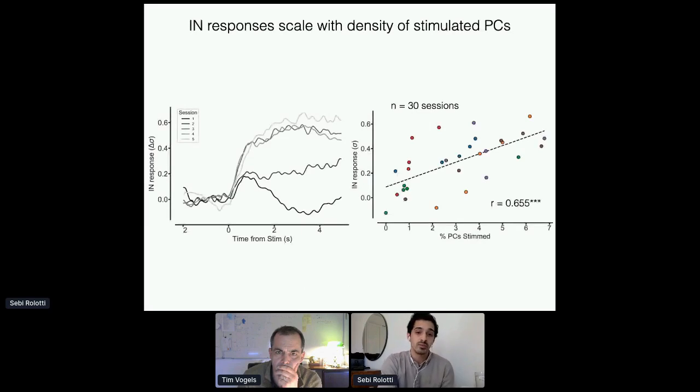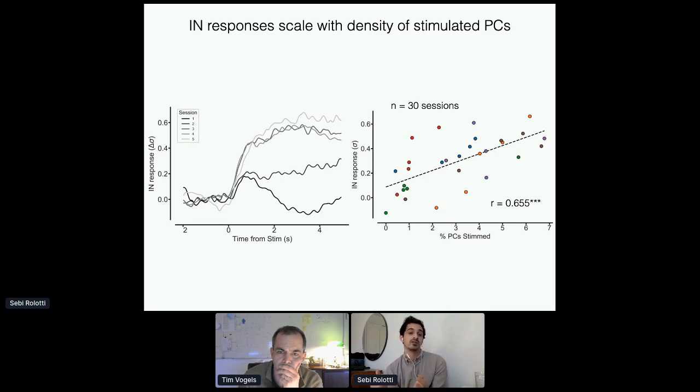So here on the left, we have the mean PSTH for all interneurons in an example mouse across 5 sessions with increasing stimulation densities, with a very large and prominent change in responsiveness from session 1 in black to session 5 in the lightest gray. And on the right, across all sessions, colored by mouse, we found a very strong correlation between the interneuron response size and the fraction of pyramidal cells that were responsive to light stimulation in the field of view.